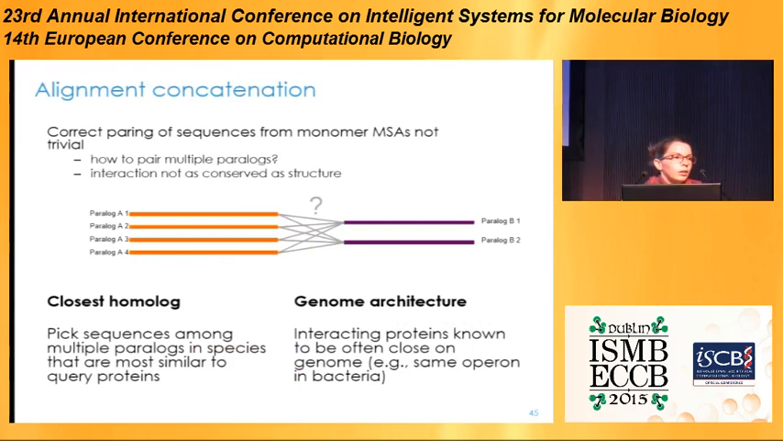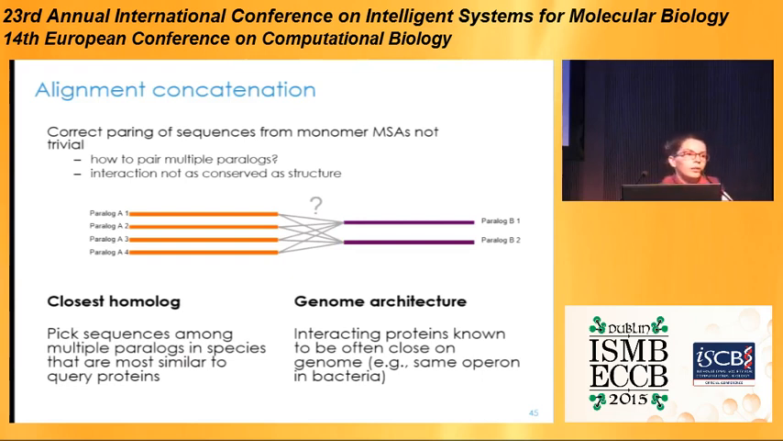One is the alignment concatenation. As I said, that's the most important part, because if you put in wrong pairs when you create the model and you create it based on wrongly concatenated sequences, what you get is a whole lot of noise, because you basically say, well, this paralog, I think this interacts with that paralog.